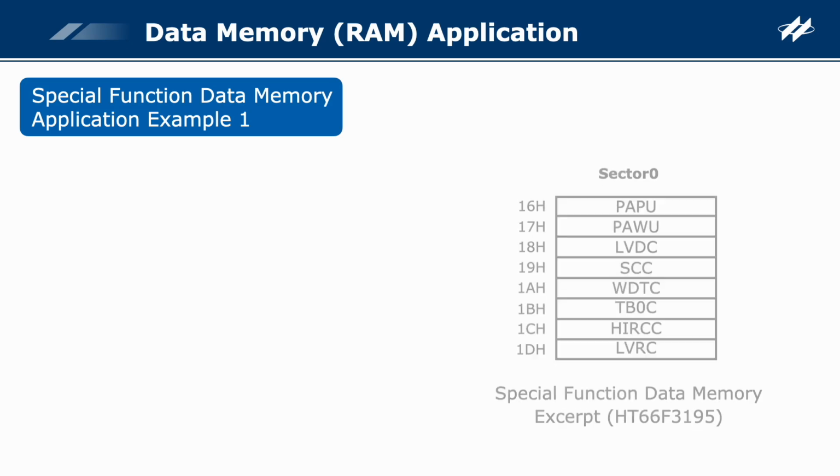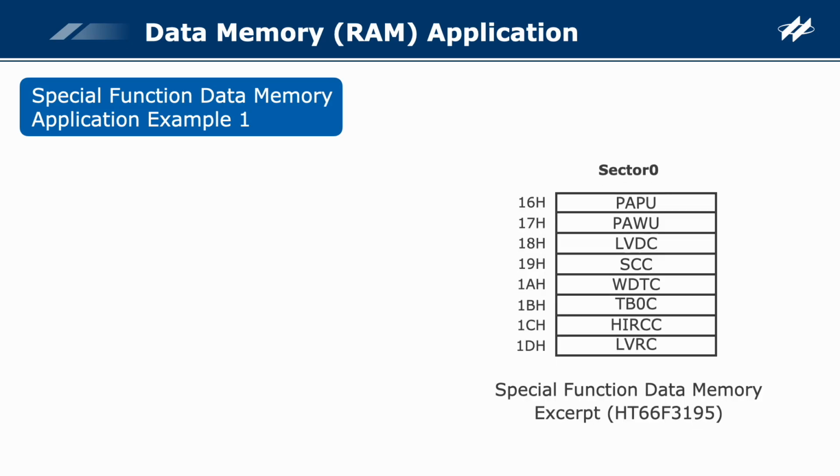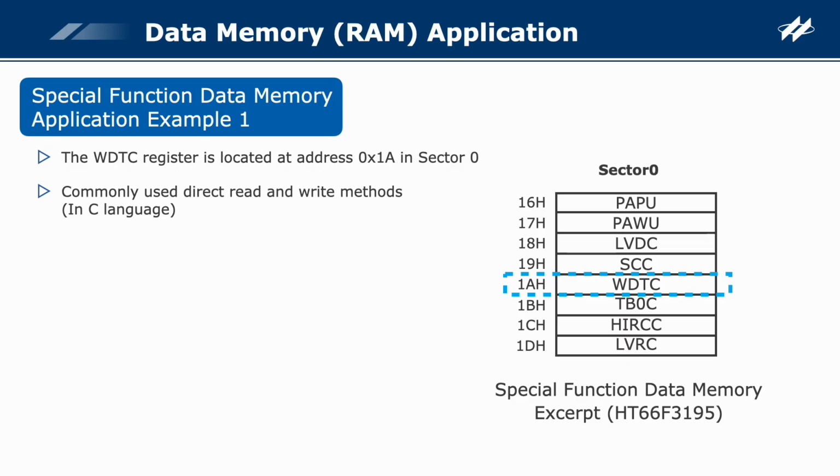Next, let's learn about the special function data memory application example 1. Configuring the WDTC register, which is located at address hex 1A in sector 0, is commonly done by direct read and write methods.